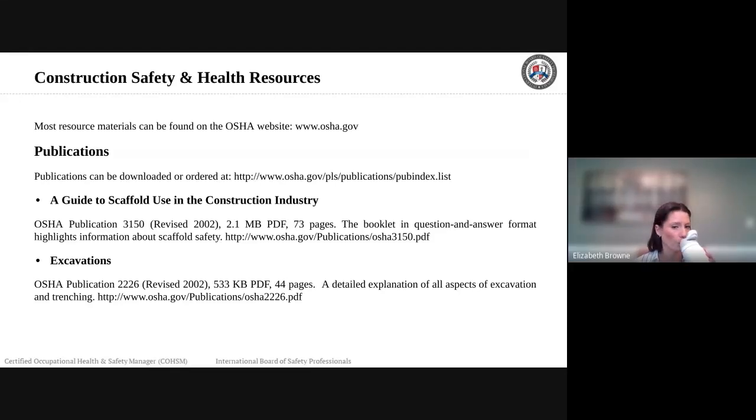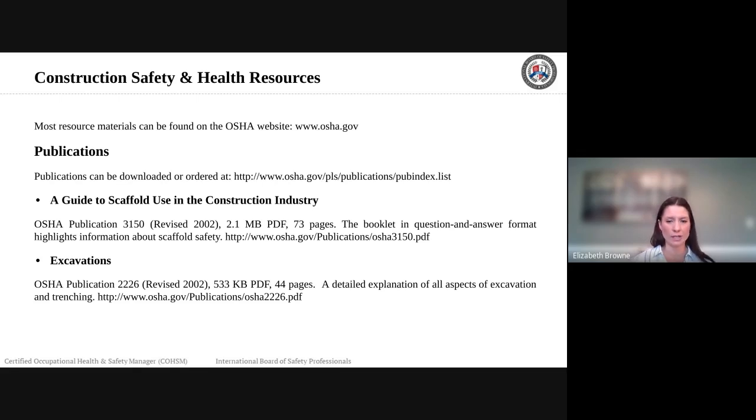Okay, we've got some resources that may be helpful to you as an occupational health and safety manager. Many materials can be found on OSHA's website, at www.osha.gov. On OSHA's website, they create different publications, guides, and notices that will give you a lot more in-depth information about the topics we've discussed today. Those include a guide to scaffold use in construction industries. These are in a booklet design in question and answer format, and it highlights a lot of information and gives a lot of good pictures about scaffold safety.